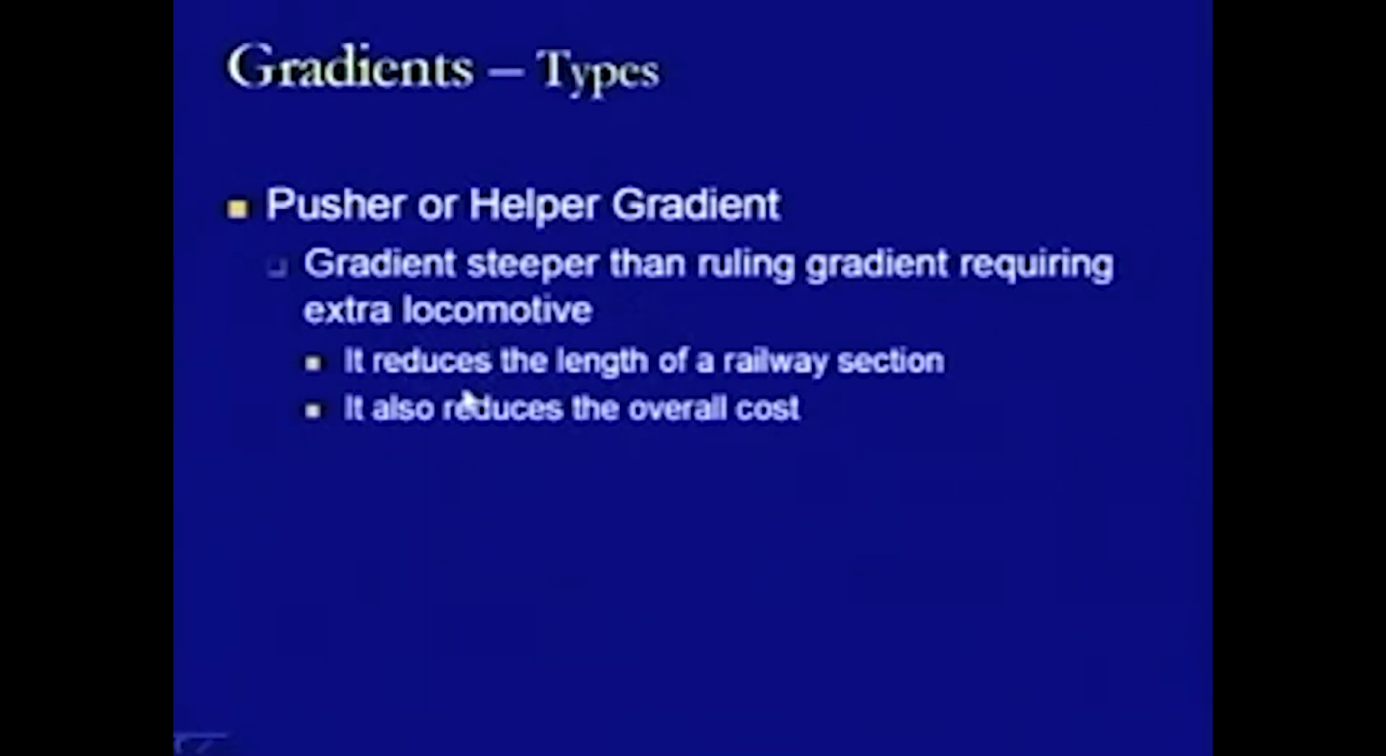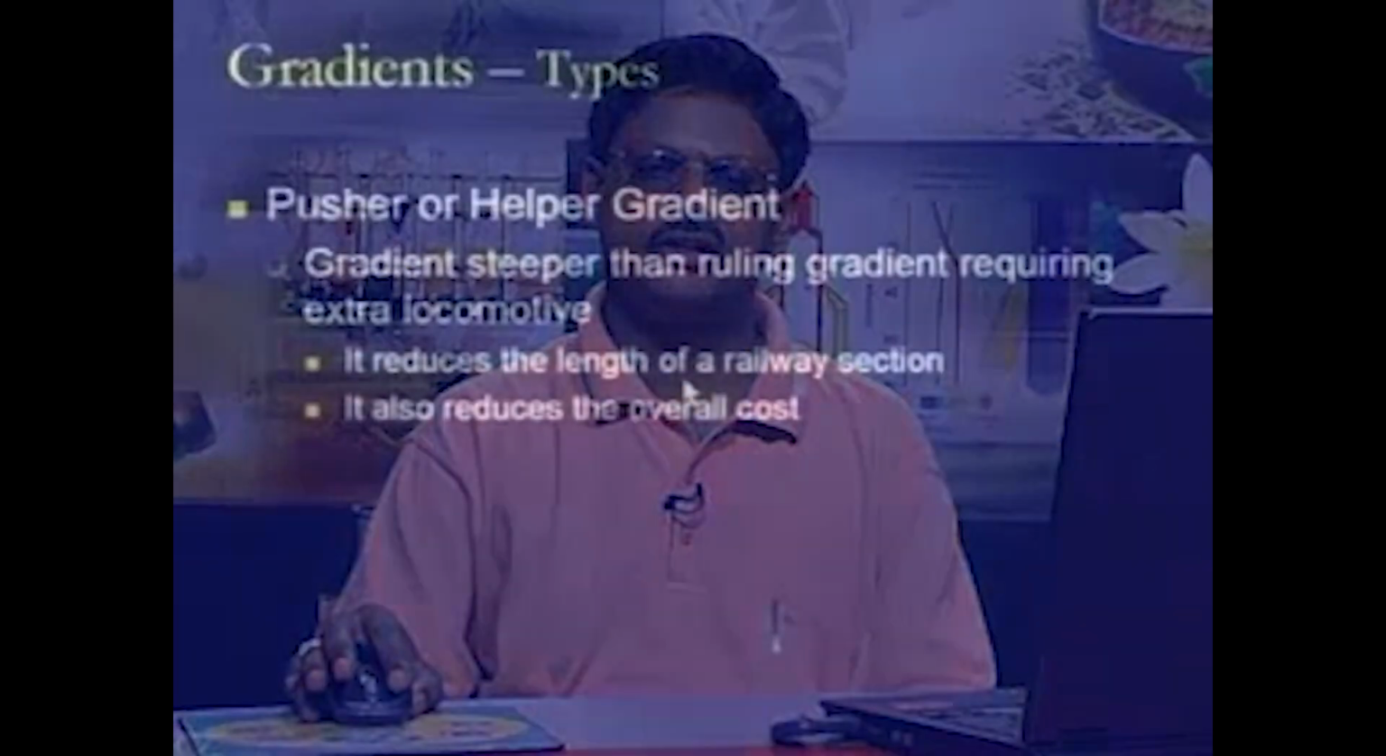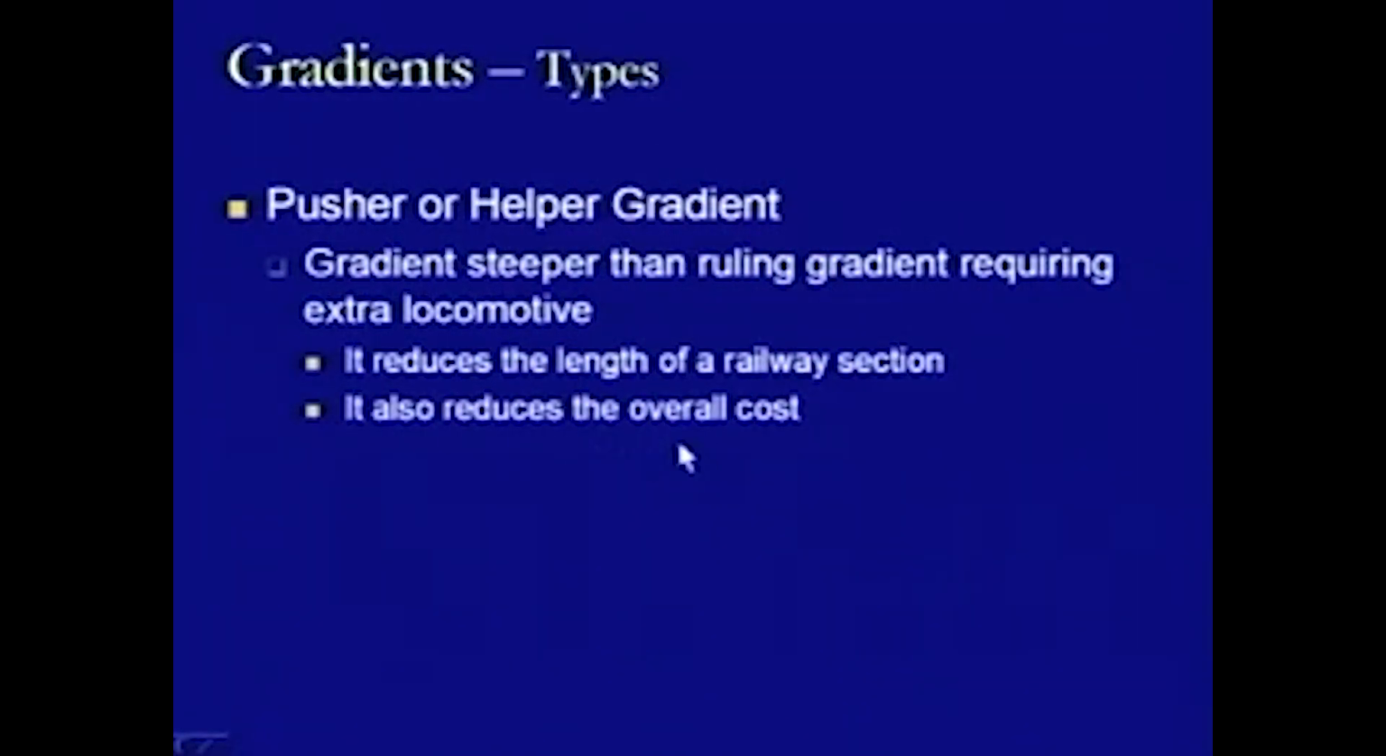What happens is that otherwise we have to traverse a very large section; instead of doing that, here we just provide an additional locomotive, and this helps in taking the train to a higher level, and at the same time we have to see whether it is reducing the length of the railway section or not, and it is also creating an effect in terms of the overall cost. And there are certain sections where this extra locomotive is provided, where the pusher or helper gradient is provided. One example is the Darjeeling railway section.